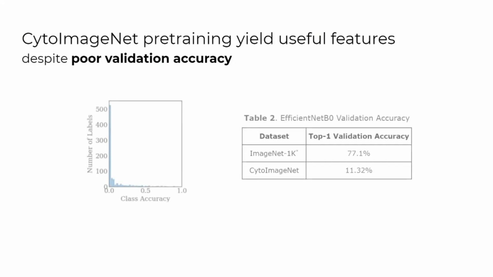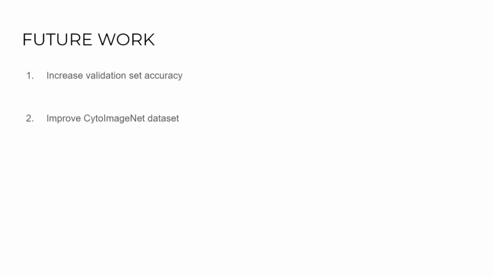In fact, nearly half of the labels had no correctly predicted images. Meanwhile, the ImageNet trained EfficientNet B0 achieved a 77% accuracy on its validation set. Recent studies on ImageNet have found that increased validation accuracy is positively correlated to transfer performance. This suggests that improving upon the current CytoImageNet validation accuracy may be an important next step in future work.